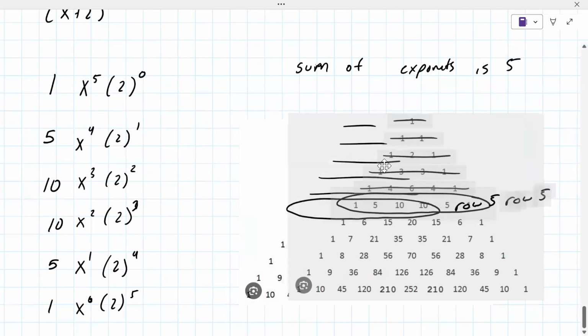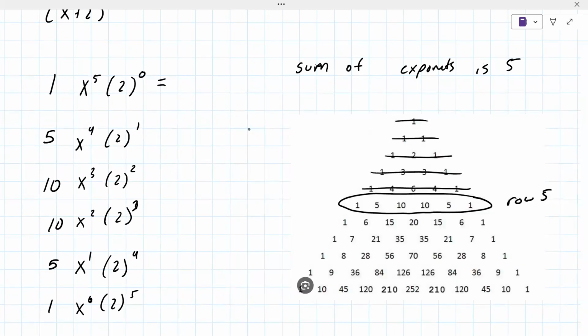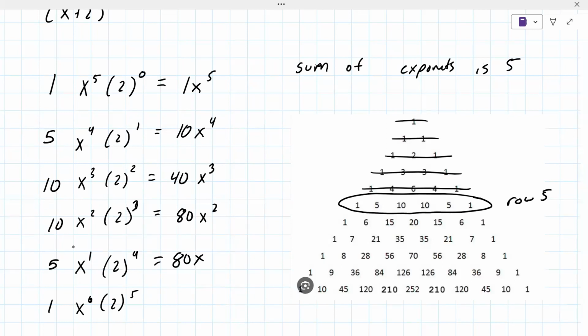All right, so we're going to keep going here. So this first one becomes 1x to the 5th. So as a reminder, anything to the 0 power is 1. The next one here is 2 to the power of 1 times 5. That's 10x to the 4th. This next one here is 2 to the power of 2, which is 4 times 10 is 40x cubed. 2 to the third is 8 times 10 is 80, 80x squared. 2 to the 4th is 16 times 5 is 80, 80x.